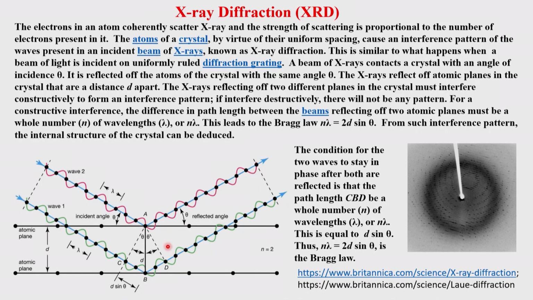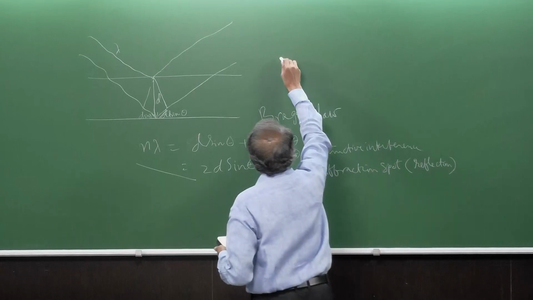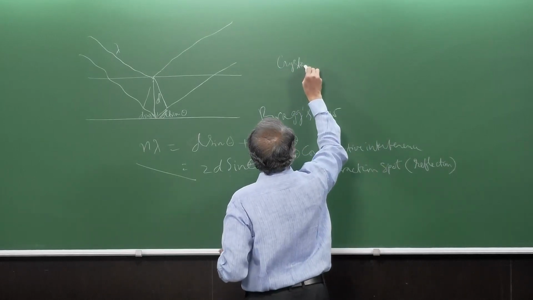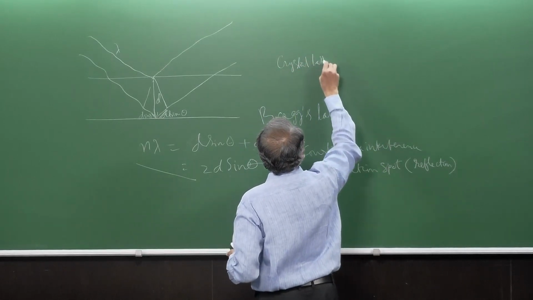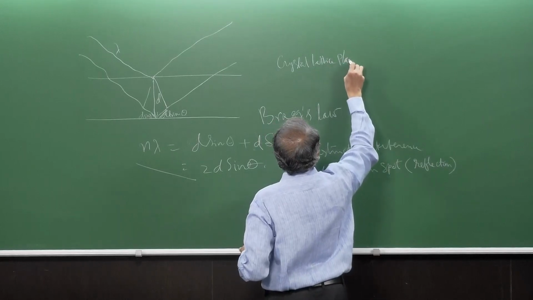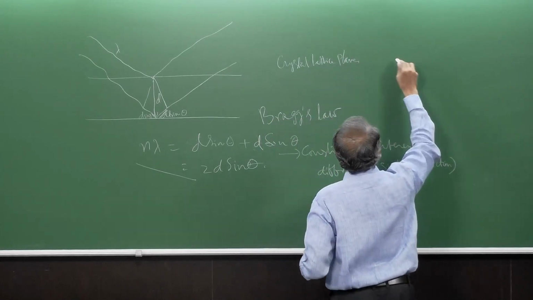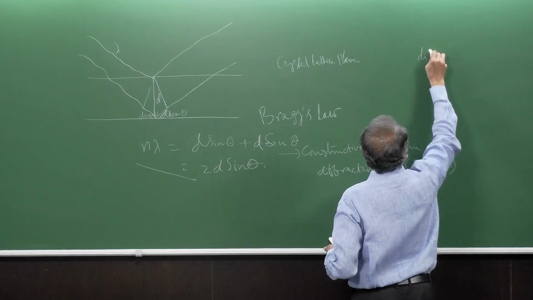And now if you look at this, this is called the X-ray photograph. In this X-ray photograph you can see the spots are arranged in a certain order because the atoms in the lattice are arranged in an orderly manner. And I told you the relation between the crystal lattice planes and diffraction spots.